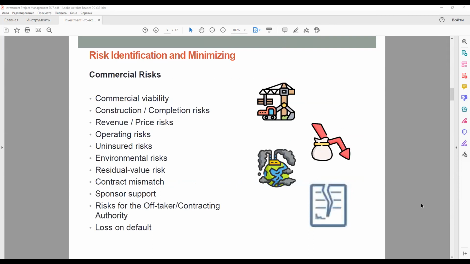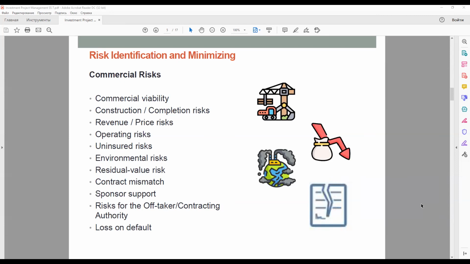And let us talk about the risk identification and the subsequent minimization procedures. Commercial risks. The main questions to be considered in the commercial risk analysis process can be summarized as follows. Commercial viability: does the project make overall commercial sense for all parties? Construction risks: can the project be built on time and on budget? Revenue risks: will its operating revenues be as projected? Operating risks: is the project capable of operating at the projected performance level and costs?